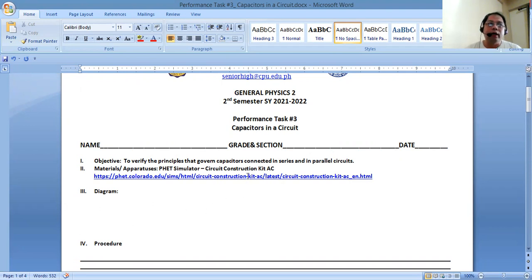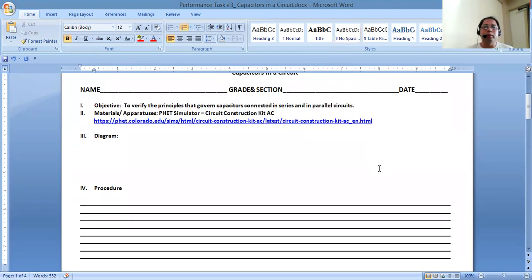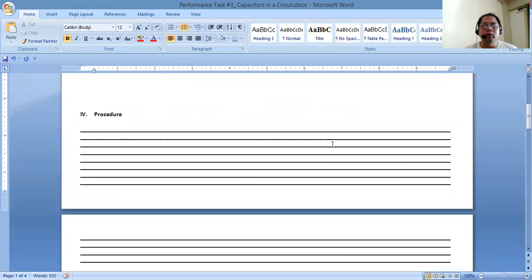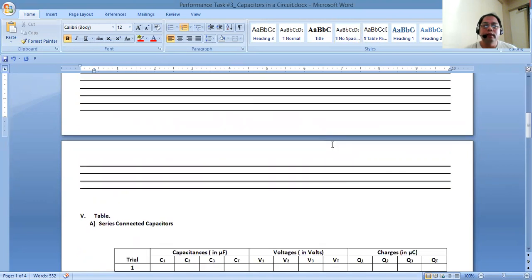Now, for your diagram, you may show an image or a picture of one series connection that you have in your PhET simulator and another one in parallel. So maybe two, and it does not have to be in every trial. Part of the procedure will be how to use the simulator and how you gather your data.